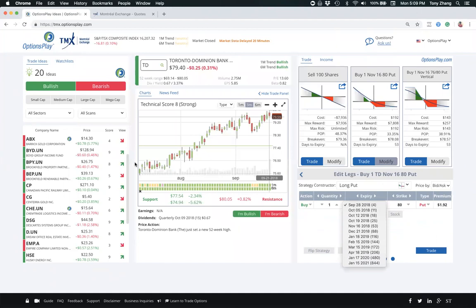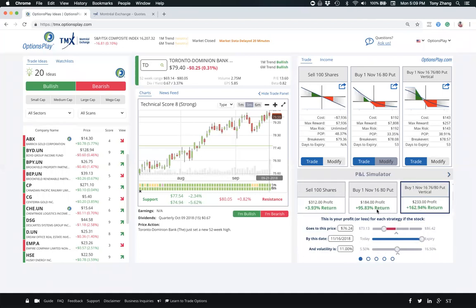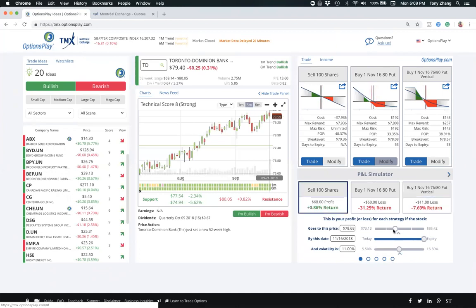Roger's asking, on the P&L simulator, what does the volatility percentage refer to? Great question. On the P&L simulator, there are three targets or three things that you can shift. You can shift the price target, where you think the stock will go, the date at which you think the stock will hit that target, and also volatility. This is the implied volatility of the option. So at the current, it'll tell you the current implied volatility of Toronto Bank is 11%.